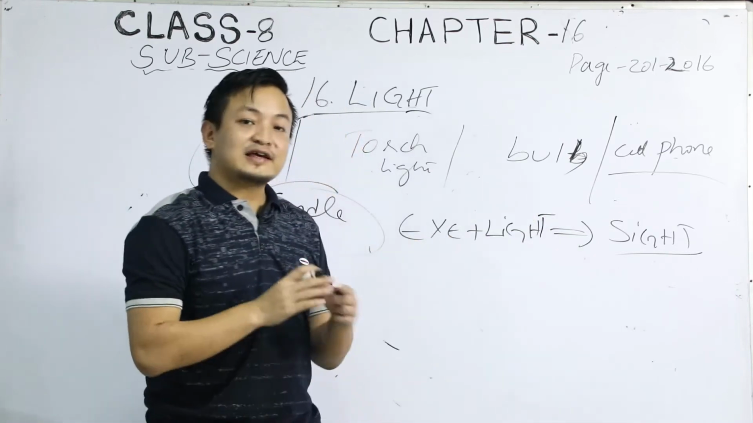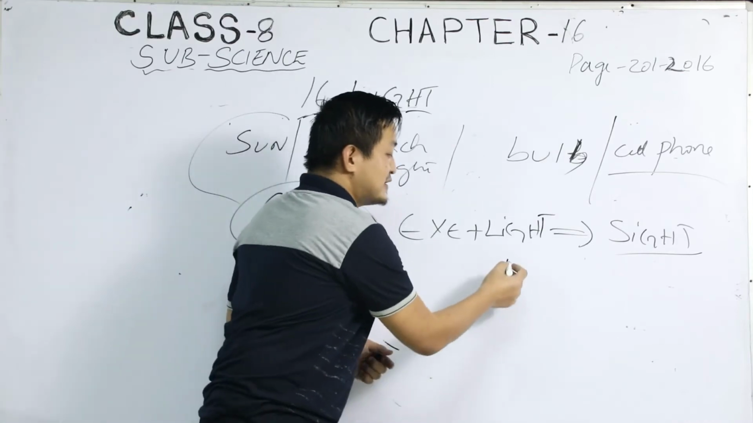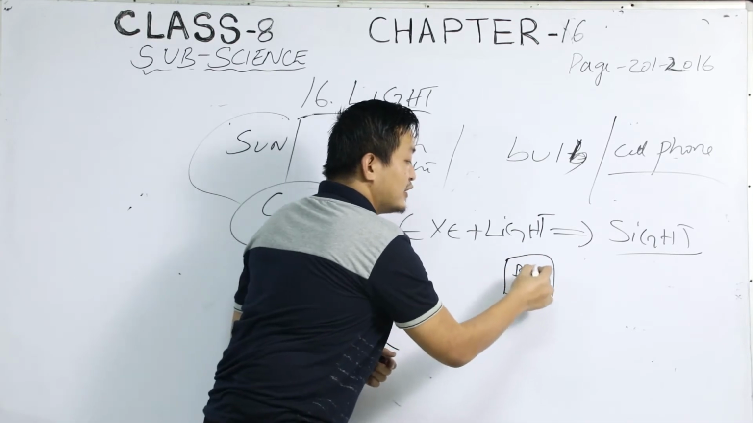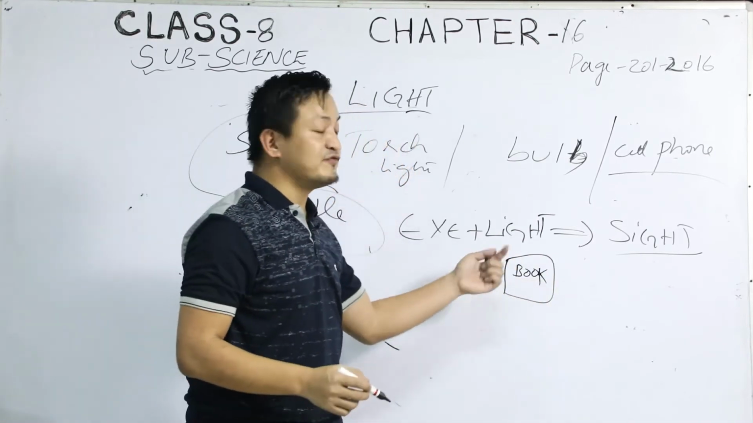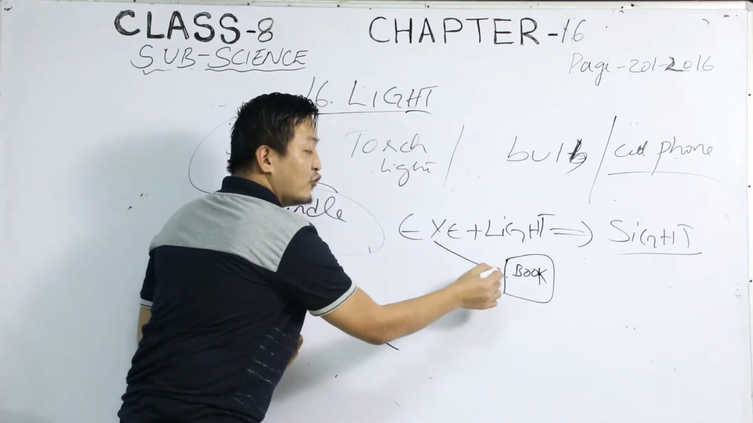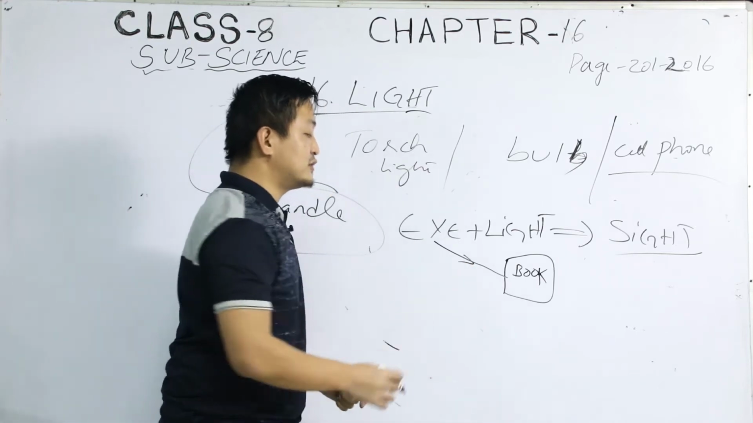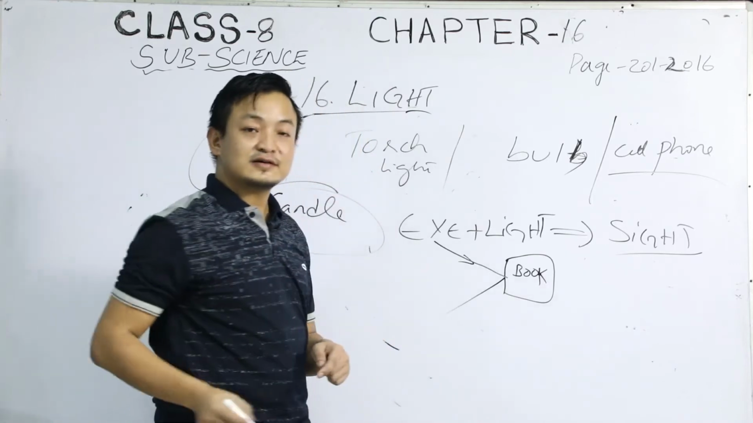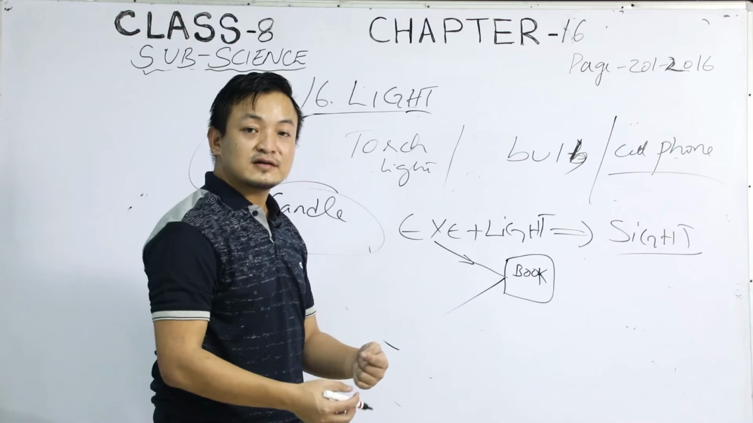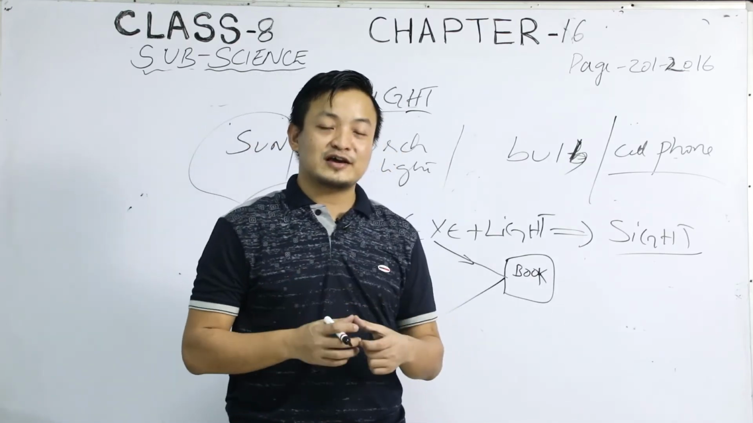Okay, so students, we will study about the reflection of light, okay? Why? Because suppose this is a book. How does this book become visible to me, or to you? Light rays will fall on this book and then it will get reflected, and that is how we are able to see an object. Clear? So we will study about the reflection of light.